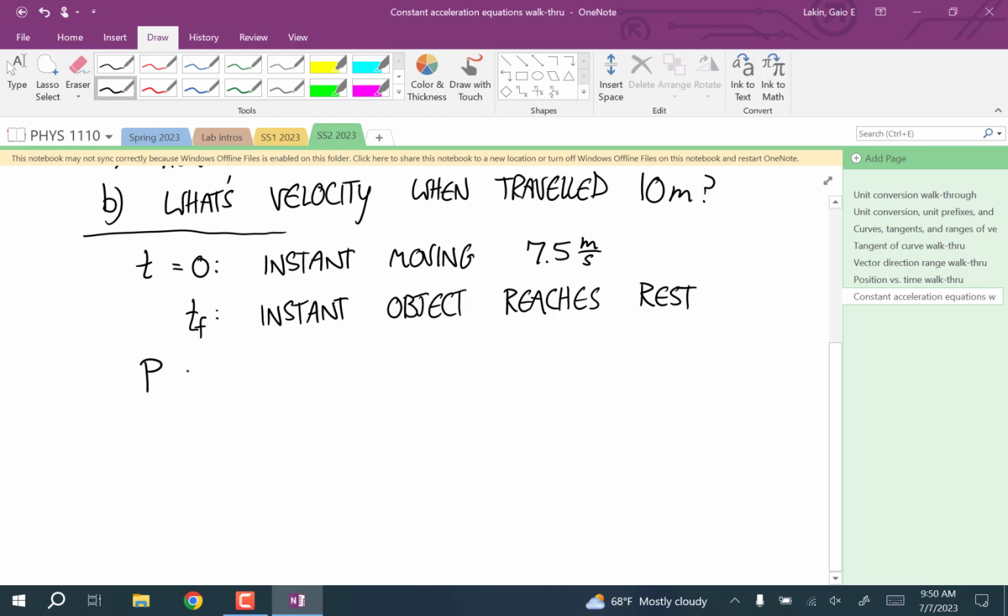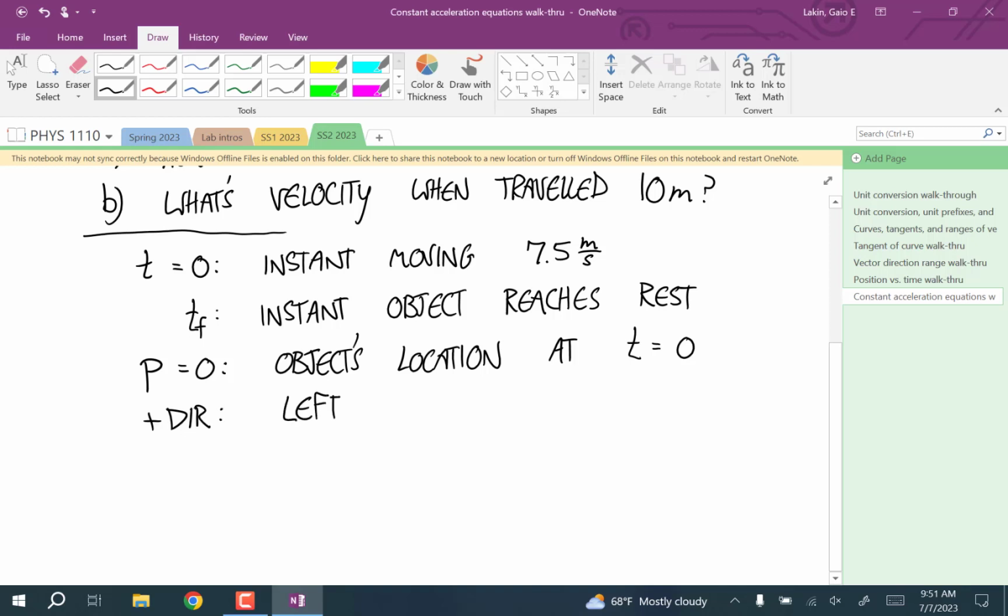I'm going to choose my position equals 0 location to be the object's location when time is equal to 0. And my positive direction, I'm going to choose in the direction of motion, so I'm going to say that's to the left. Okay, that's the direction the object is traveling.